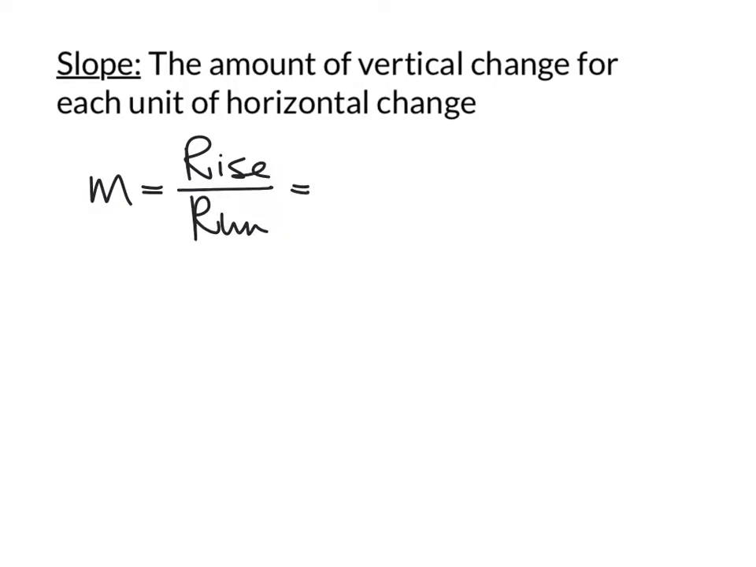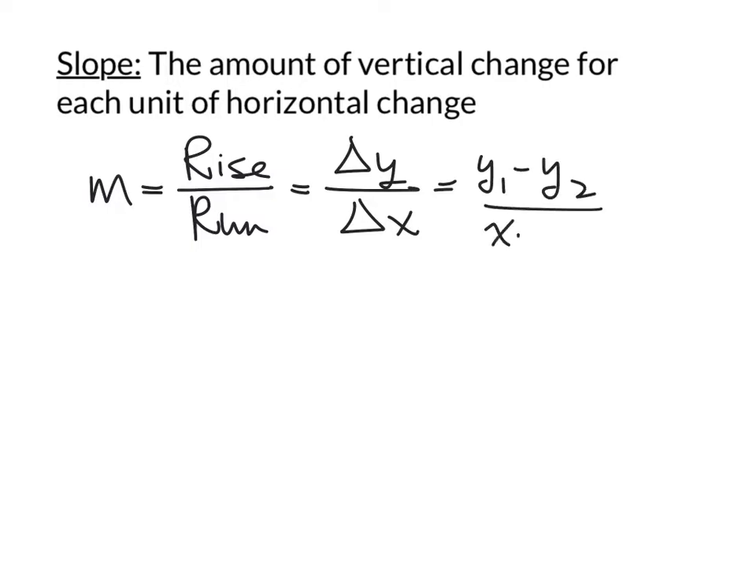More specifically, it's going to be the change in the y coordinates over the change in the x coordinates from one point to the next point. That's how we get that y1 minus y2. That's the change in y. And x1 minus x2, that's the change in x.